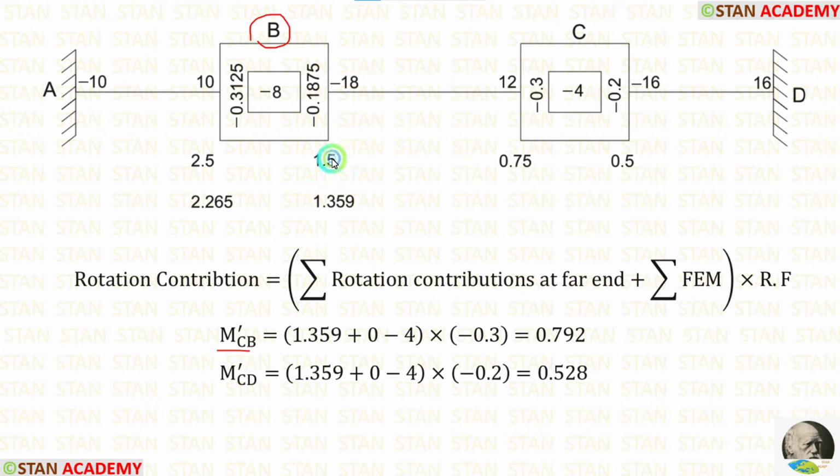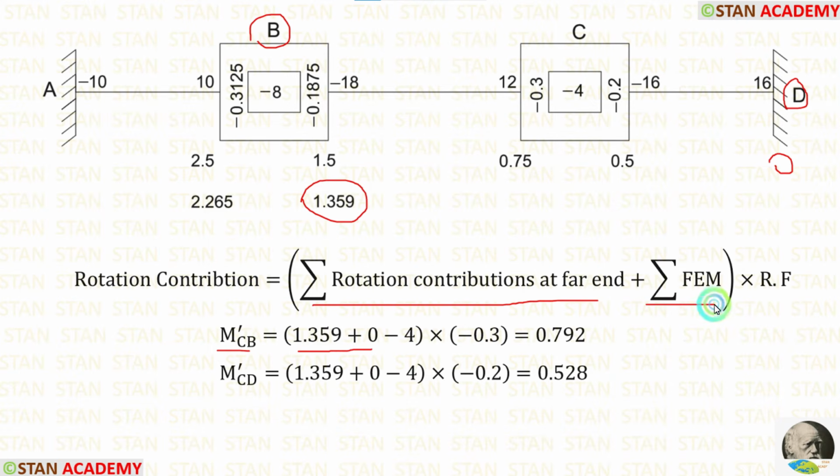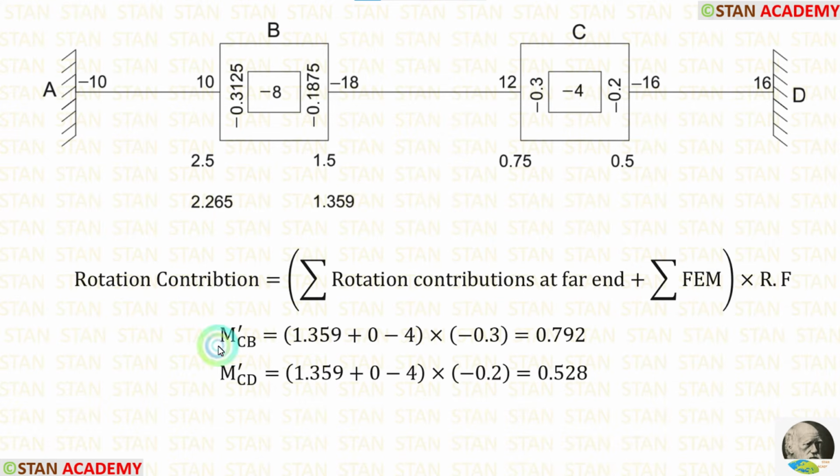In the joint B, the rotation contribution is 1.359. In the point D, the rotation contribution is 0. So for the summation of rotation contributions at far end, we are having 1.359 plus 0. The summation of fixed end moment is minus 4. The rotation factor for CB is minus 0.3. Finally, for m dash CB, we are getting 0.792.